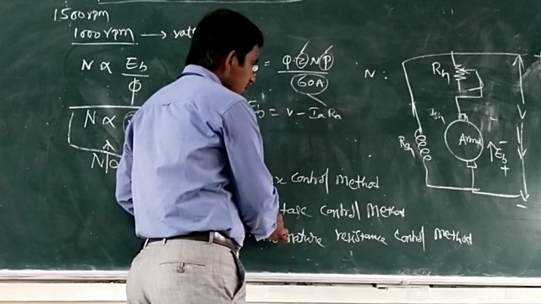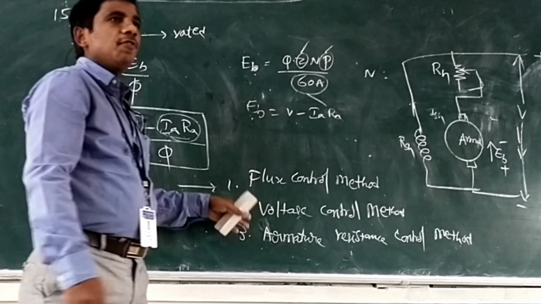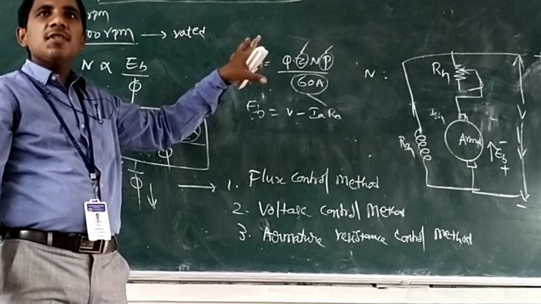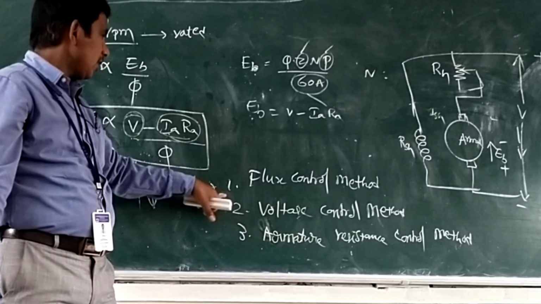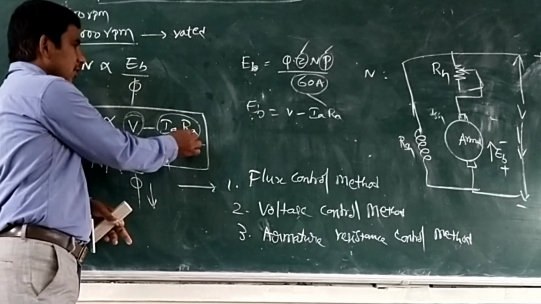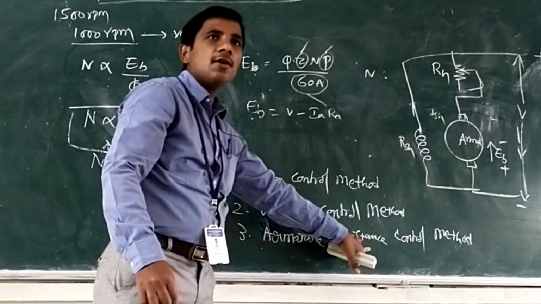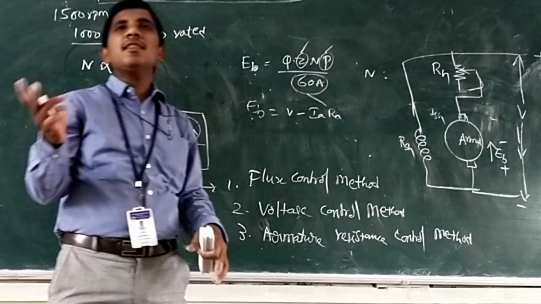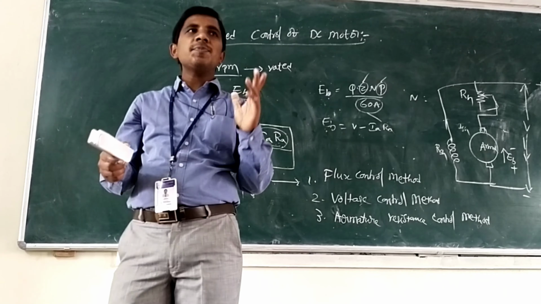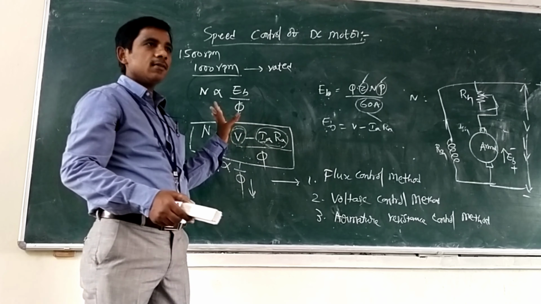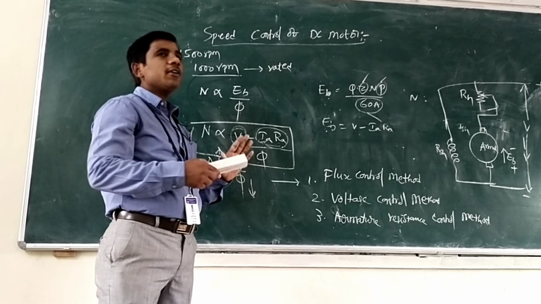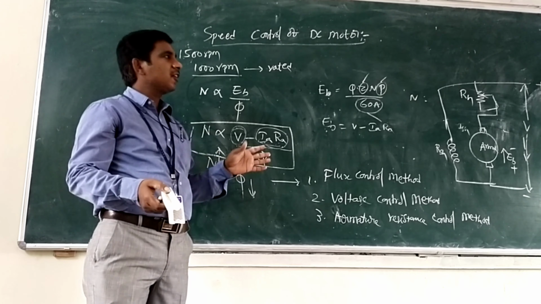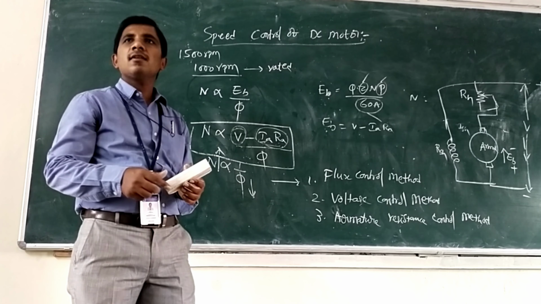This is known as the voltage control method. If you provide the rheostat in series with the armature, by adjusting that you can control the resistance also. It is also known as armature resistance control. These are the three important methods to control the speed of a DC motor. This is a very important topic from the exam point of view for basic electrical and electronics engineering.